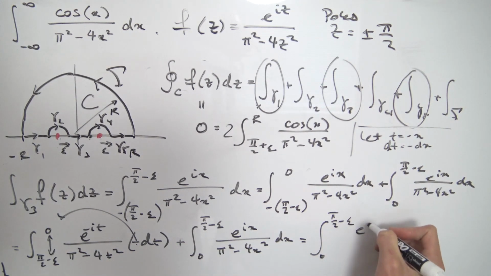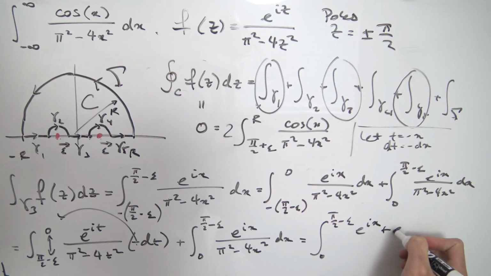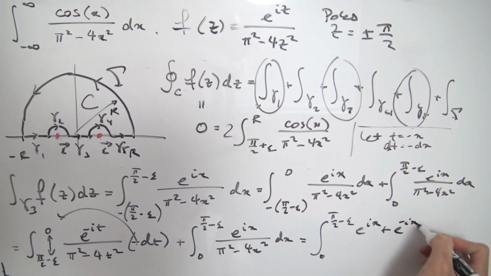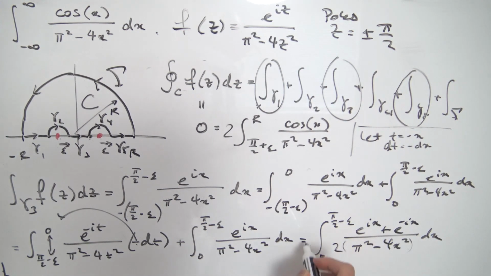So we have e to the ix. t is just a dummy variable. Let's just switch it back to x. It really doesn't matter. So we have plus e to the minus ix, all divided by pi squared minus 4x squared dx, like so. Okay, and just like before, we can form some kind of cosine up here by multiplying the denominator by 2 and multiplying the numerator by 2, or just the whole entire thing by 2.